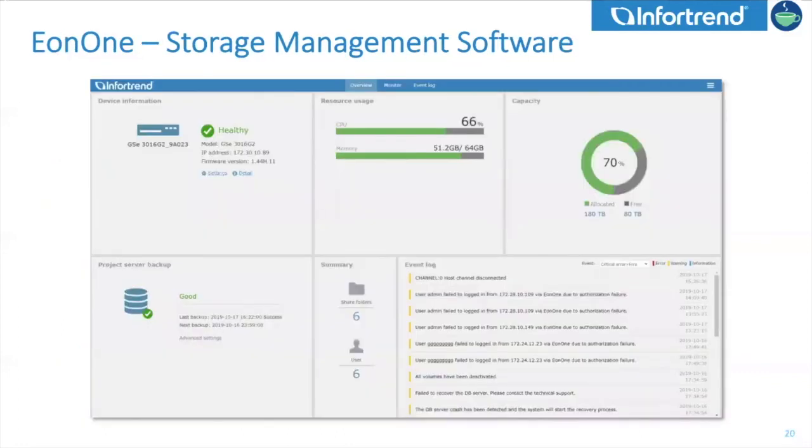The storage management software EonOne gives you a quick snapshot of: is your cluster healthy, or is your unit healthy? It shows you the resource utilization of memory and CPU. If you're running your DaVinci server, it'll tell you whether your project server backup is good. It'll give you the number of shares that you have, and number of users, and key here, it also gives you the capacity that you've got currently available. And then any critical errors or key errors are flagged up as well. So on the first pane on the overview, you can quite clearly see the whole state of either the GS or the CS cluster that you're managing.